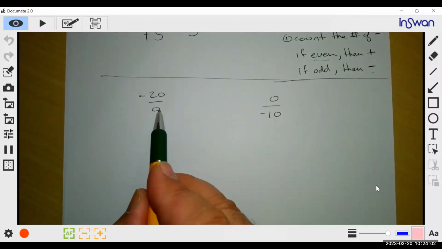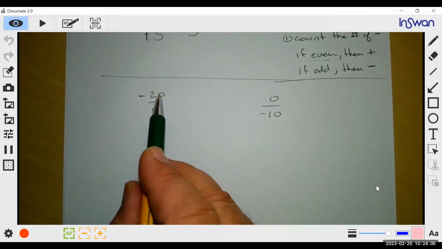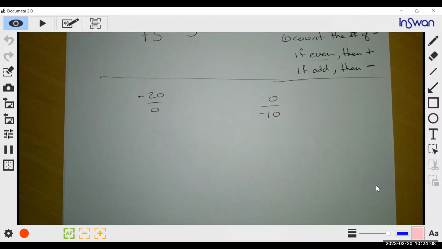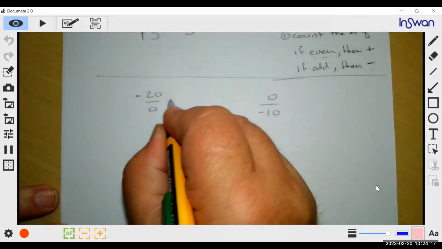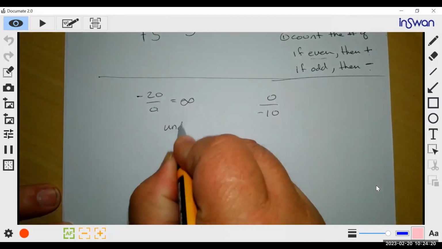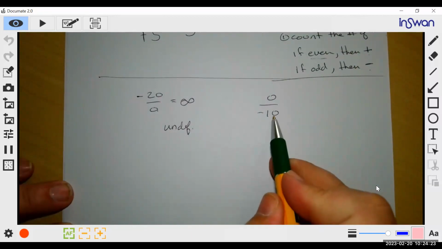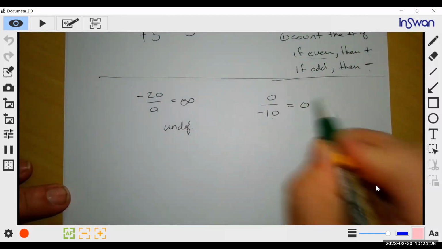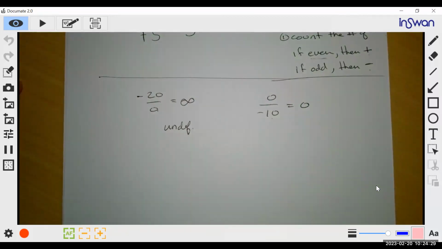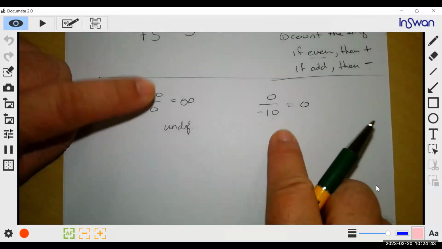How many times does 0 go into 20? I can give you nothing. How many times? I can give you infinitely. Infinite, yes, so this one's undefined. But how many times does 10 go into 0? 0 times. 10 can't go into 0 because 10 is bigger than 0. It might be the same question, but the numbers are flipped. Yeah, that's exactly right.